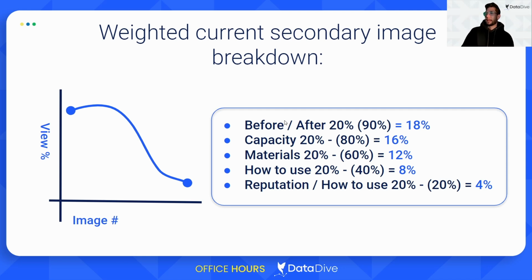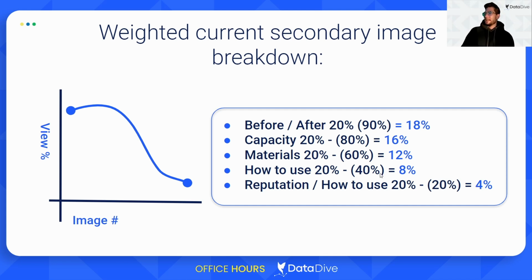Say we have 5 different graphics: one that's a before and after, one talking about capacity, one about materials, one about how to use, and one that's a branding or reputation graphic. On the surface, it seems each of these has equal weight in the gallery, 20% each. But if we look at the breakdown from our view percentage, the first image is going to be drastically more viewed than image number 5. If you multiply 20% by only 20% of people seeing that graphic, it's going to be viewed only 4% of the time.